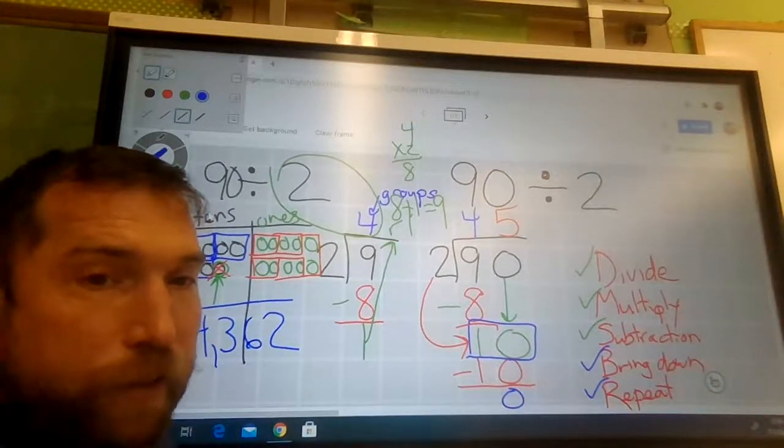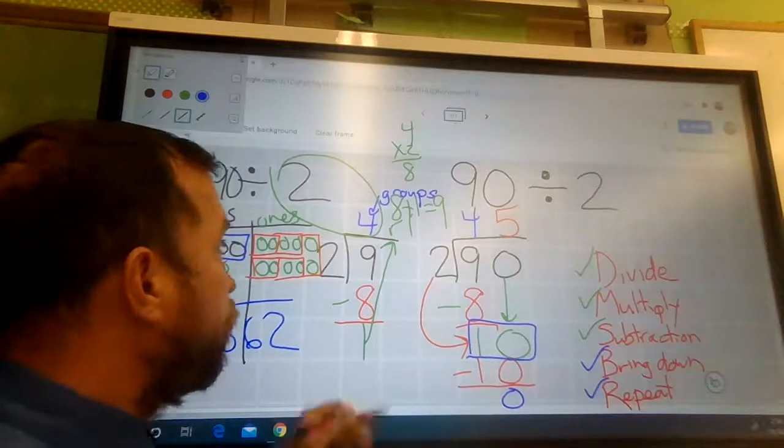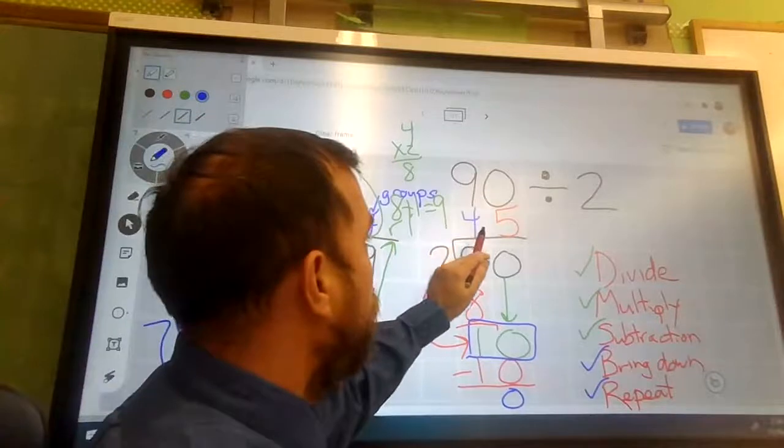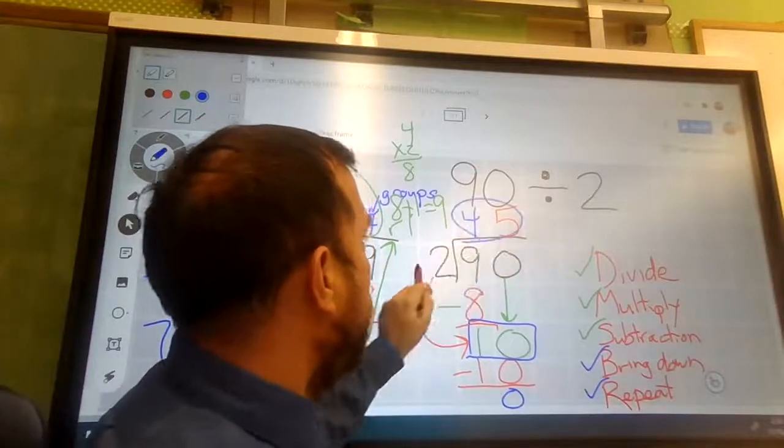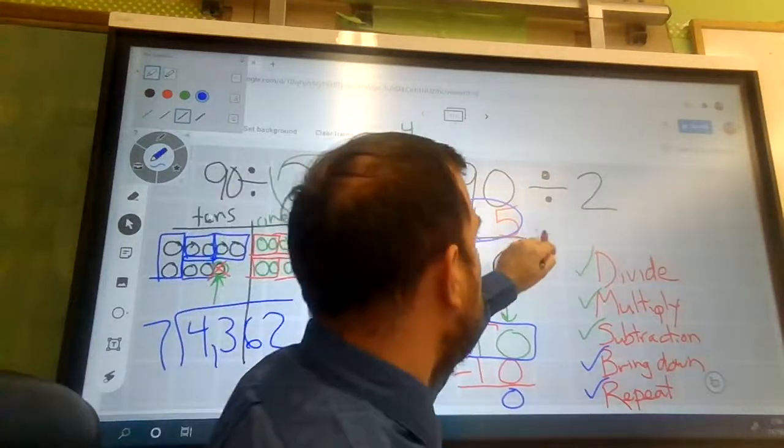But these are the basic steps, or the basic parts, that we're eventually going to get to. And then same thing with my check. This number times this number should get me back to here. 45 times 2.